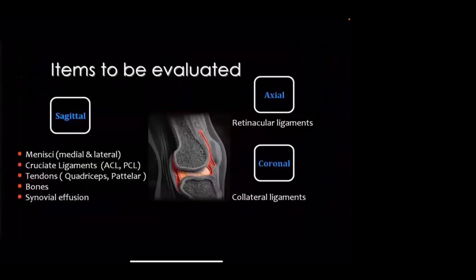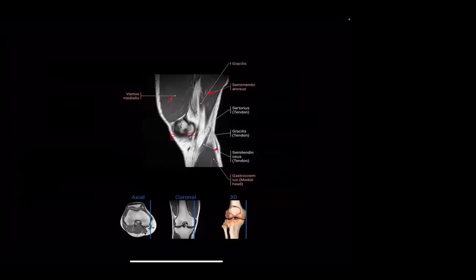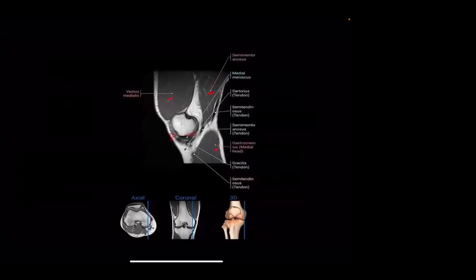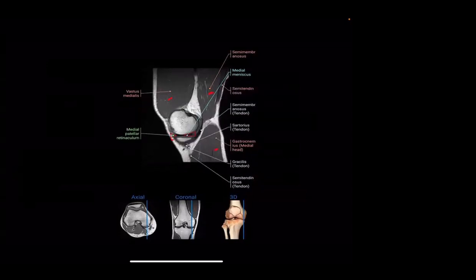Items to be evaluated in sagittal sections: the menisci, cruciate ligaments, tendons, bones, and synovial effusion. In axial, retinacular ligaments, and in coronal, collateral ligaments. These are sagittal sections of T1 weighted MRI of the knee joint. Here the major muscles shown, the vastus medialis, the semimembranosus, the gastrocnemius, medial head. The medial meniscus starts to appear in this section.